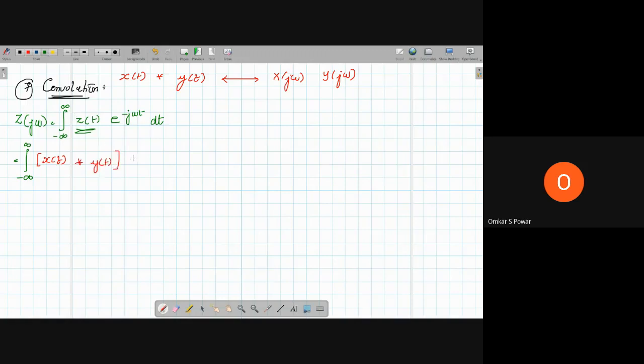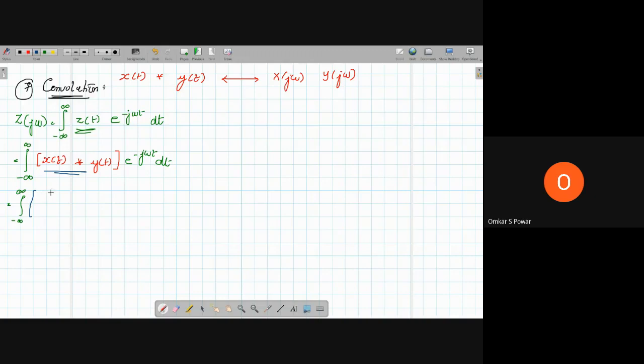And then what is remaining? e power minus j omega t dt. So now we will simplify this one and we will solve. So what we have got? Integral from minus infinity to infinity. So now what is the convolution of two terms? x of k convolution with h of k is the integral from minus infinity to infinity of x of k into h of n minus k. So using that formula we will substitute for this one.